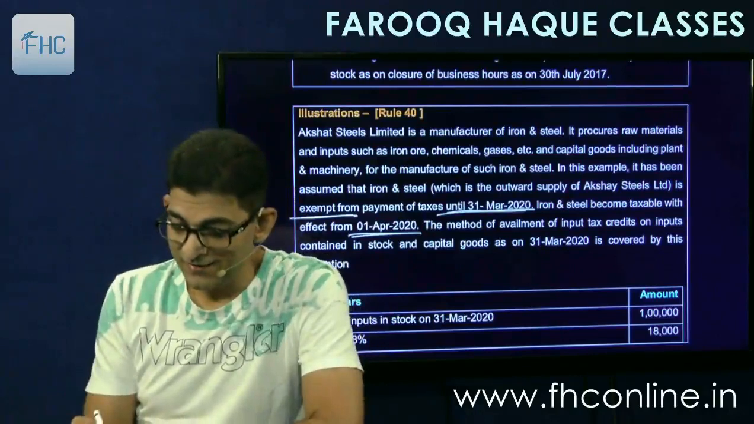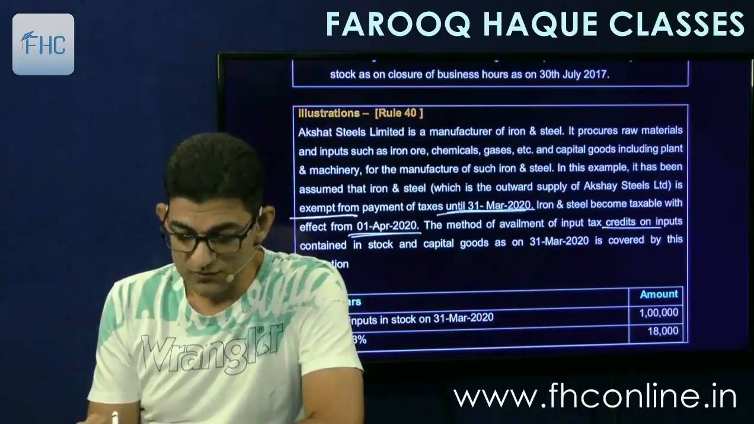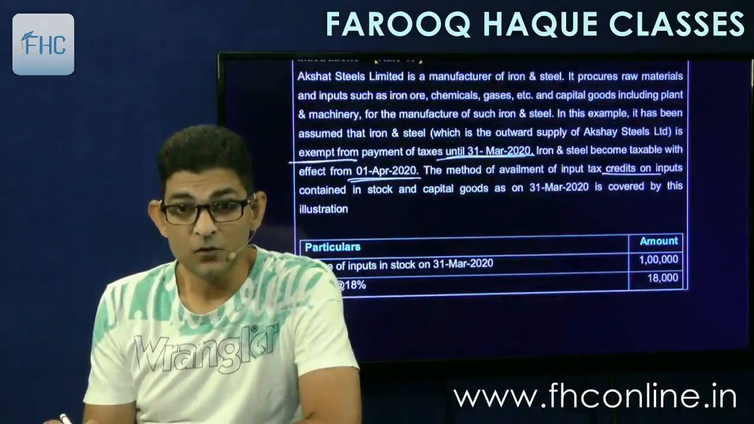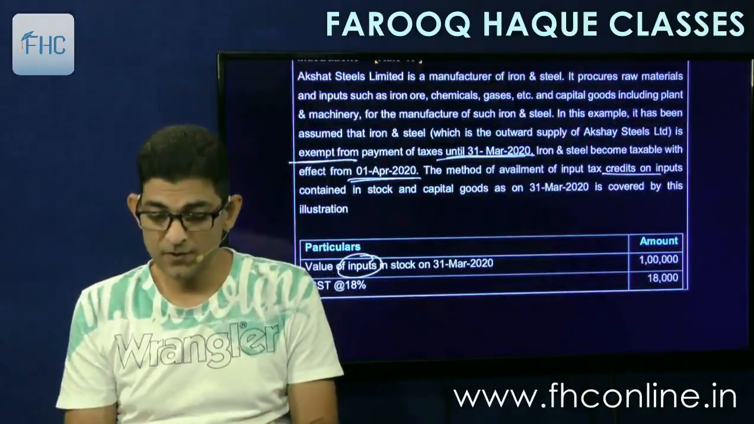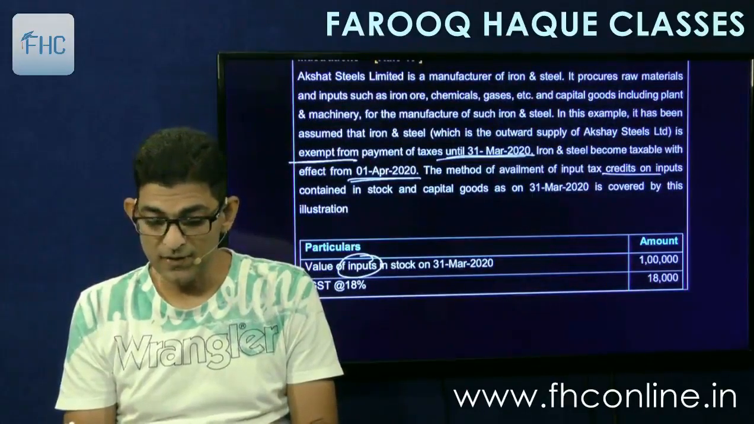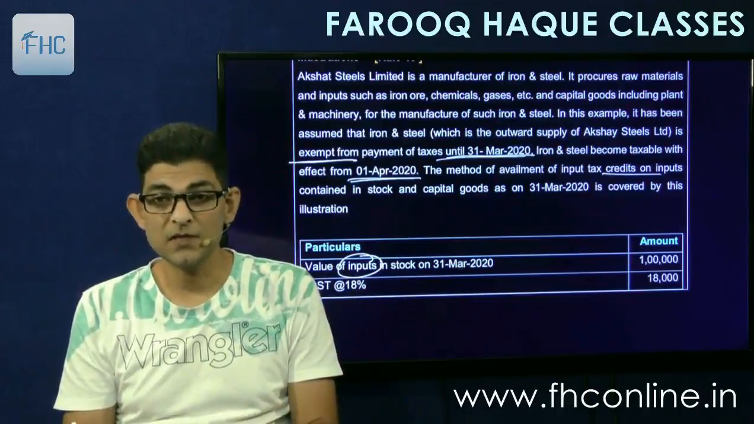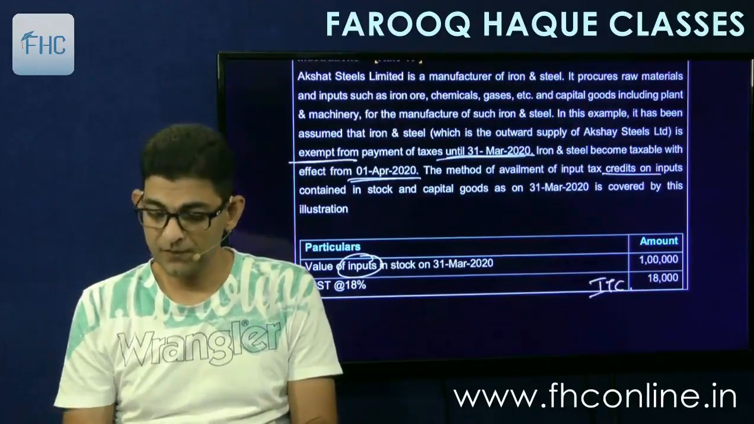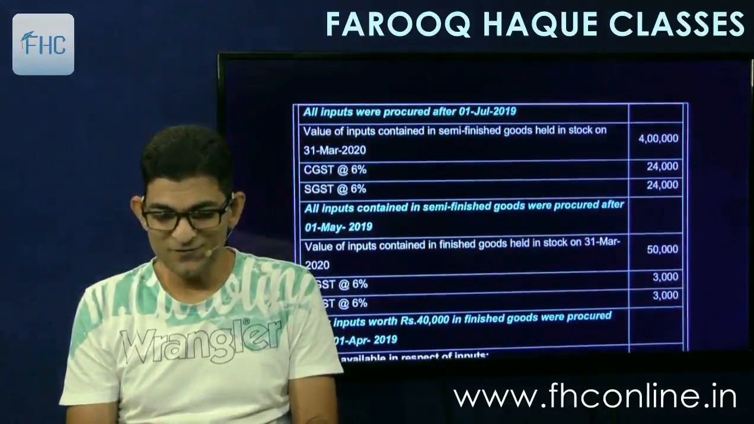So let's see. The method of availment of input tax credit on inputs contained in stock and so forth is covered by this illustration. The first thing given is the value of inputs in stock. These are inputs as such, as they are in stock on 31st March 20: 1 lakh, on which there is IGST paid at 18%, that is 18,000. So this will be taken as IGST credit. 18,000. But an important point is given there.